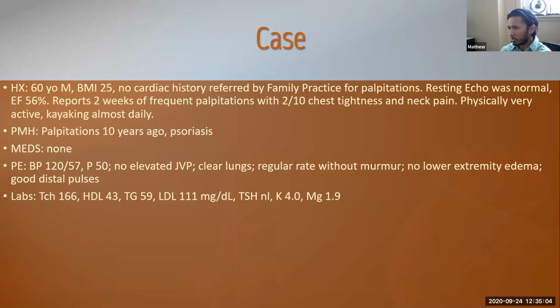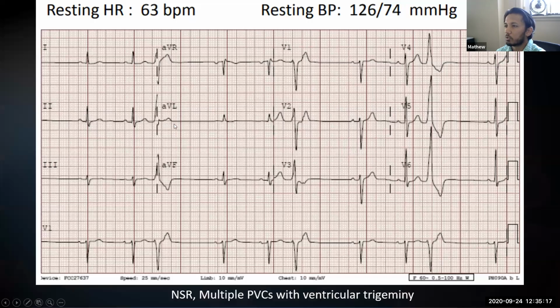Blood pressure is pretty good. Physical exam looks pretty normal. No extremity edema. Labs, you see a total cholesterol of 166, LDL 110, TSH is normal, electrolytes otherwise normal. And you see this EKG. I'm not going to ask anyone to look at it, but let me see. Nah, I'm not going to launch a poll on this one.